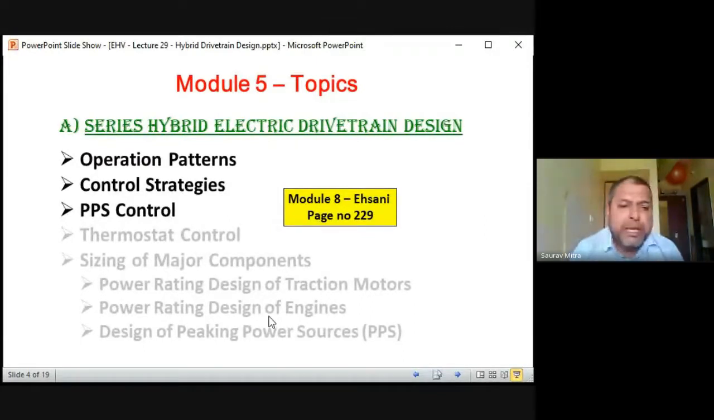There is only one big image, and there are different control strategies which are explained there. We will see that today. There is also another flow chart of PPS control. I don't think we'll be able to do it today because time will not permit, but let's see how much we can do. And then there is thermostat control, and there are different design based things. So we will see that in the latter part.